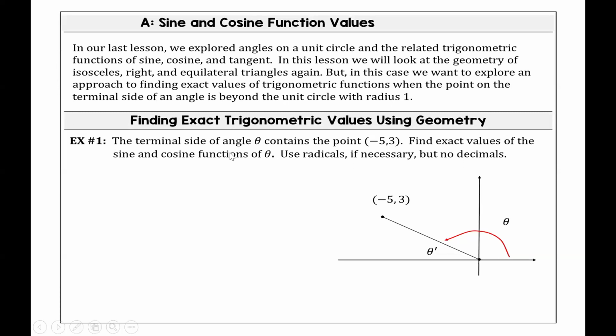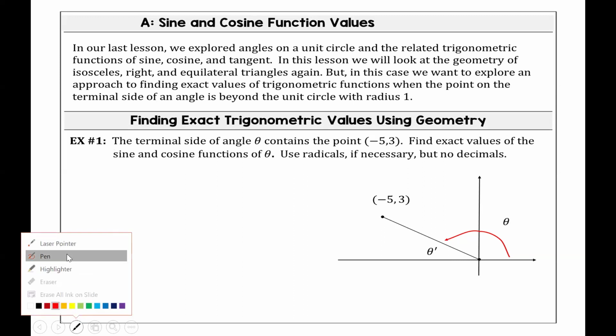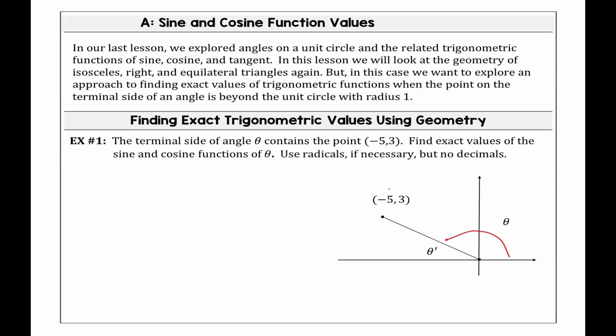So example number 1, it says that your terminal side, this guy right here, ends at the point -5, 3. So our terminal side contains the point -5, 3. Okay. Find exact values of sine and cosine. And we're just going to do tangent also. Exact value means what? No decimals. Fractions are exact, not decimals. Okay. We will be using the radicals, leaving it in radical form.